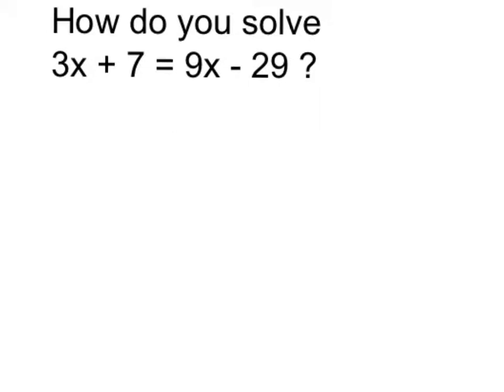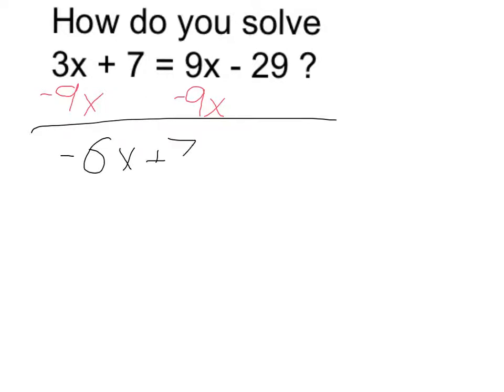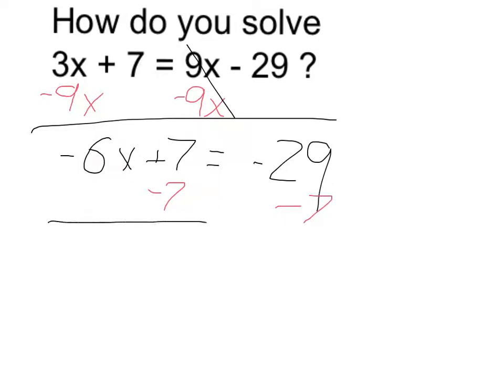I'm going to elect to subtract 9x from both sides, and what that's going to do is bring all my x's to the left side of the equation. So now I have negative 6x plus 7 is equal to, those cancel, negative 29. So I now have a nice two-step equation. I could have gone the other way and ended up with the x on the right, but all things being equal, I usually like the left.